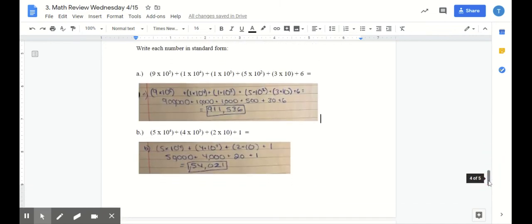Last part, you will have to write each number in standard form. So again, basically putting everything that you have from expanded form into one number. Okay, so I solved for each portion that this number just gave me from expanded form, and then I added them together. Go ahead and pause the video and check your work.